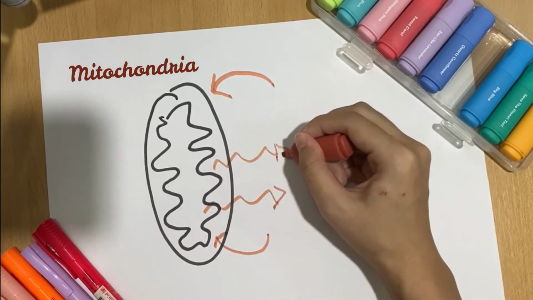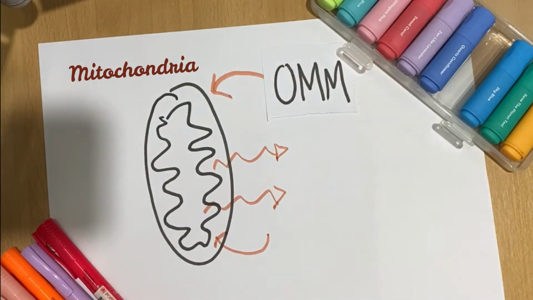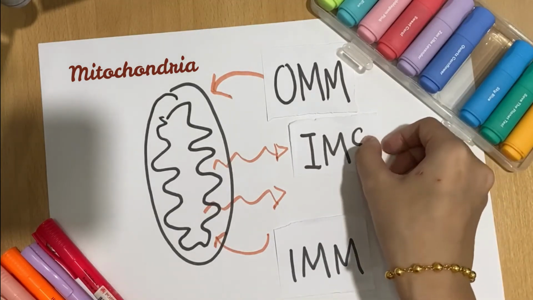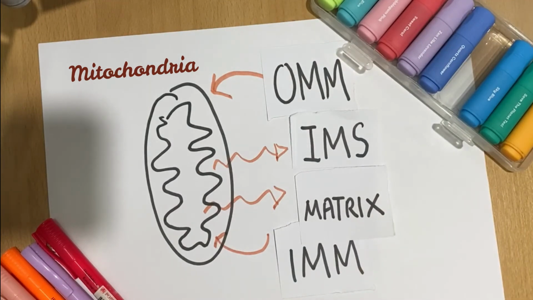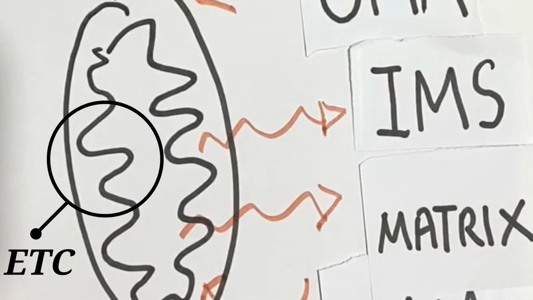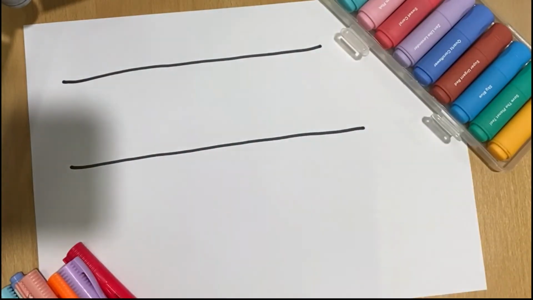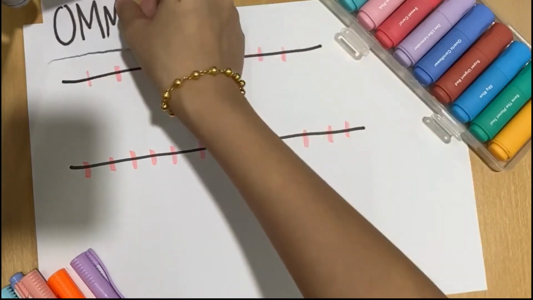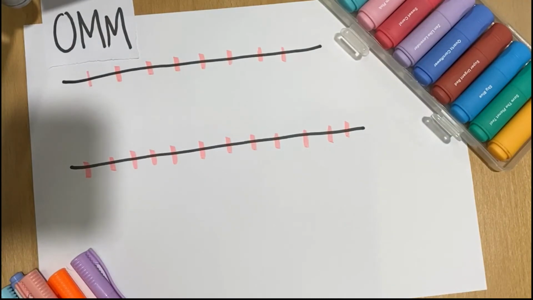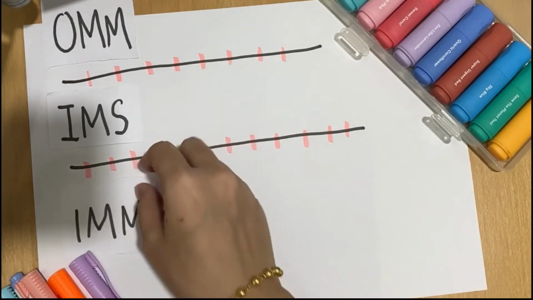The mitochondria has an outer mitochondrial membrane, an inner mitochondrial membrane, and the space between these two membranes is called the intermembrane space. And inside we have the matrix of the mitochondria. Now, if we look closer at a section of the membrane structure of the mitochondria, we can see the structure of the electron transport chain. So here we have the outer mitochondrial membrane, the intermembrane space, the inner mitochondrial membrane, and the matrix.